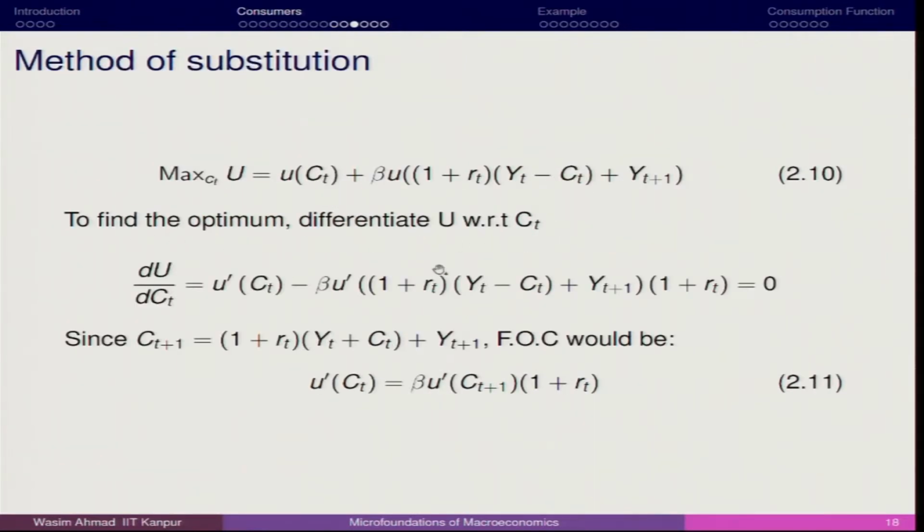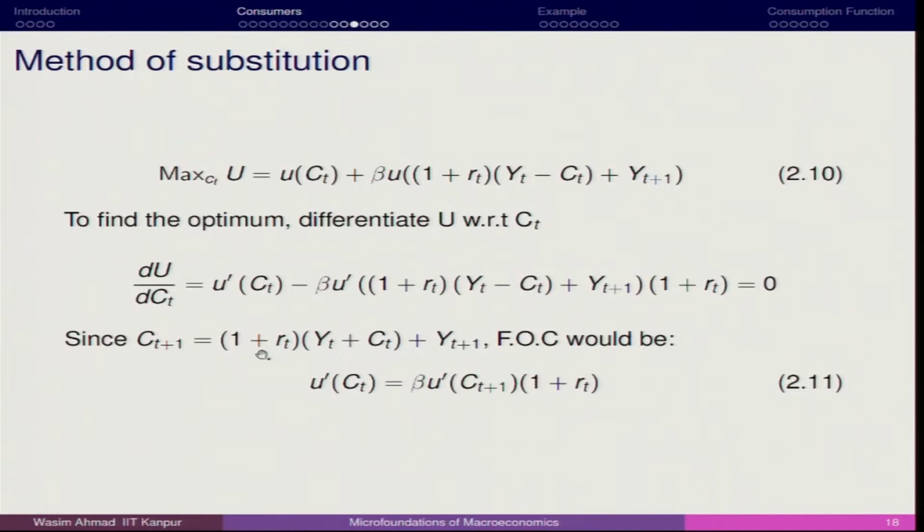And to find the optimum, I go for differentiation. So, I write here dU upon dC t. The first order condition of this will be the marginal utility of the current period consumption minus beta plus the marginal condition that we have. Since we are differentiating with respect to C t, this becomes minus 1. So, here you have minus, and this is the expression that we get after differentiation.